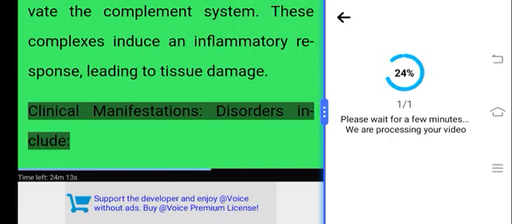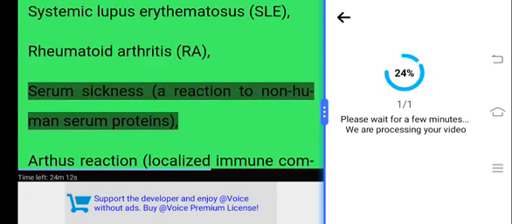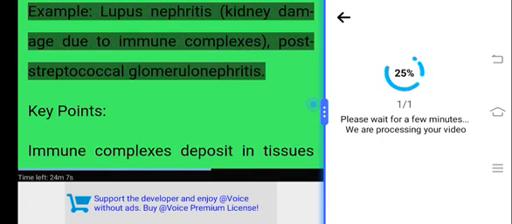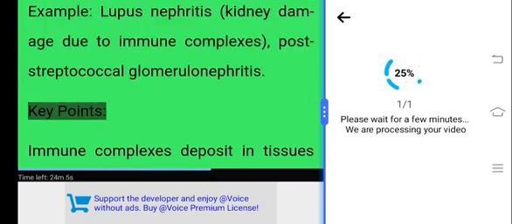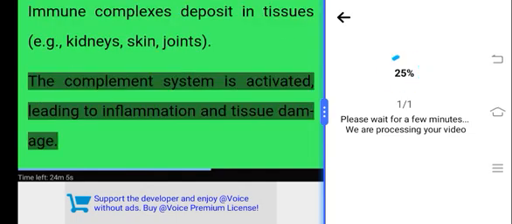Clinical manifestations: disorders include systemic lupus erythematosus, SLE, rheumatoid arthritis, RA, serum sickness, a reaction to non-human serum proteins. Arthus reaction, a localized immune complex reaction at the site of antigen injection. Example: lupus nephritis, kidney damage due to immune complexes, post-streptococcal glomerulonephritis. Key points: immune complexes deposit in tissues, e.g., kidneys, skin, joints. The complement system is activated, leading to inflammation and tissue damage.